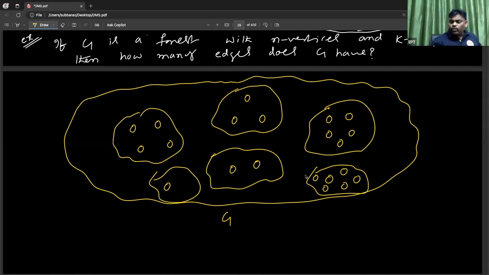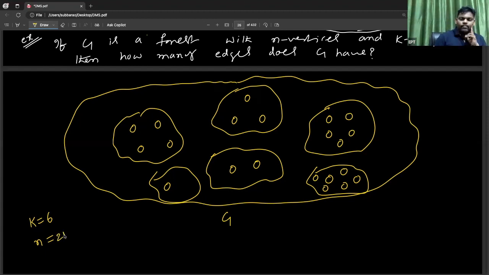Can you count how many vertices in total? You said 6 components, I am happy. K components, K value 6. If G is a forest with n vertices, n means how many? Count once. 4 plus 6 is 10, 5 more is 15, 15 plus 3 is 18, 18 plus 2 is 20, 20 plus 1 is 21. 21 vertices.